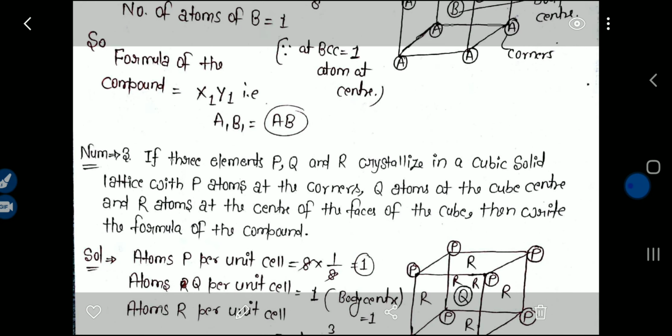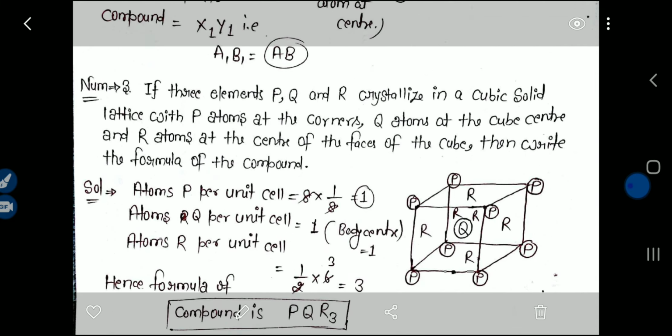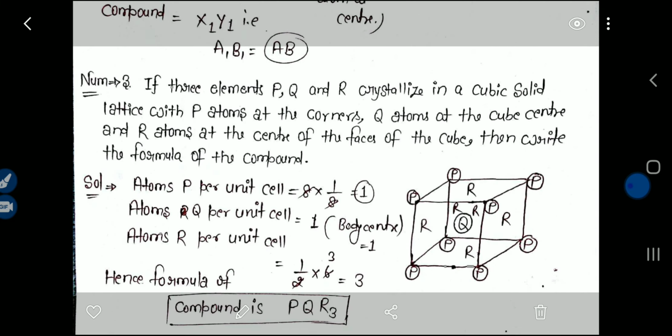numerical number 3. This time there are three elements P, Q, R, they may be A, B, C or X, Y, Z, etc., that crystallize in a cubic solid lattice with P atoms at the corners, Q atoms at the cube center, and R atoms at the center of the face of the cube. Then write the formula of the compound. You may also draw the diagram of this compound.